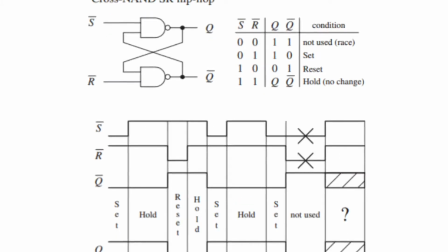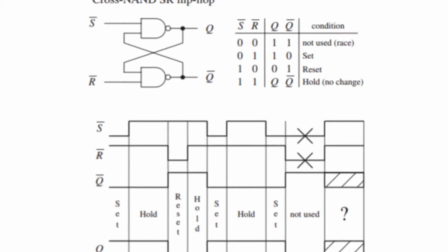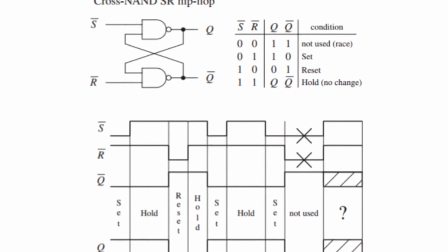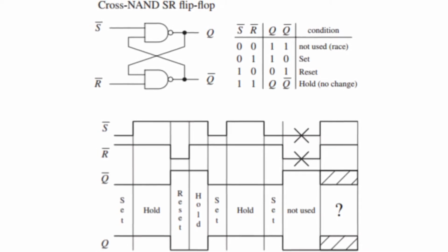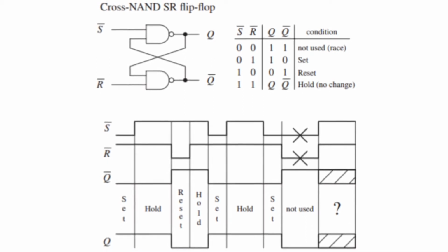NAND gates are very similar, except that everything is flipped, because NAND gates are basically the opposite of NOR gates. They will output a low only when both inputs are high.